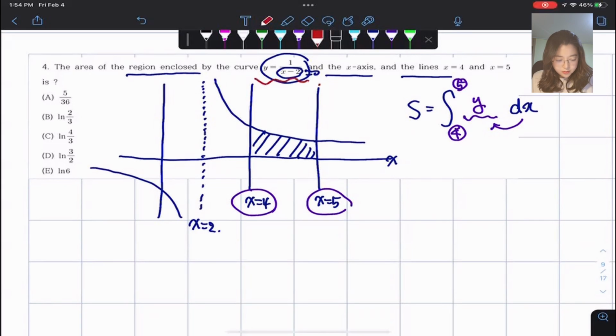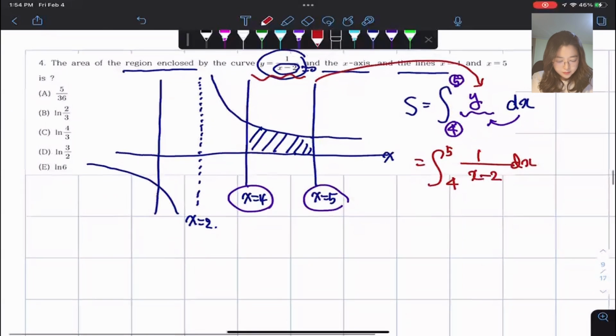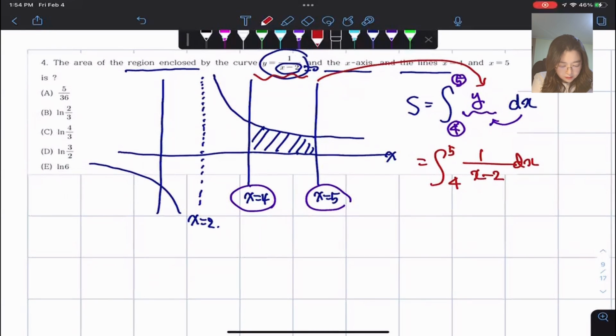Plug in this function instead of y. So the integral from 4 to 5 of 1 over x minus 2 dx. Let's apply the substitution integral. It follows these steps. First, substitute t equals x minus 2. Second, differentiate this equation to find dt in place of dx. So dt equals dx.